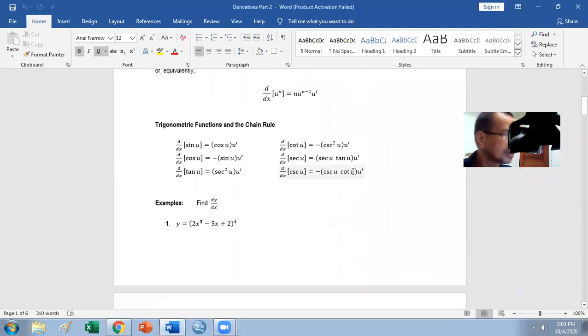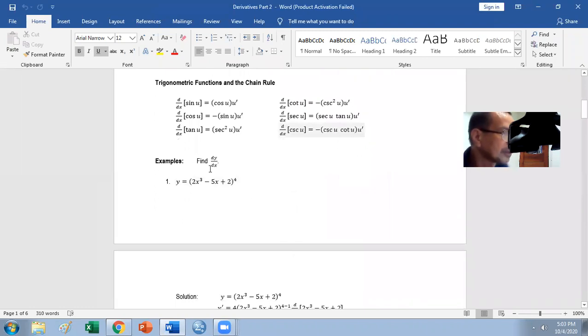Okay, let's have the first example, this one. Okay, find dy/dx. Ito yung function. y is (2x cubed minus 5x plus 2) to the 4th. Now, ito, gawin mo lang siyang u. So, your y prime now will just be equal to, derivative nito is 4u cubed, okay, times du/dx.